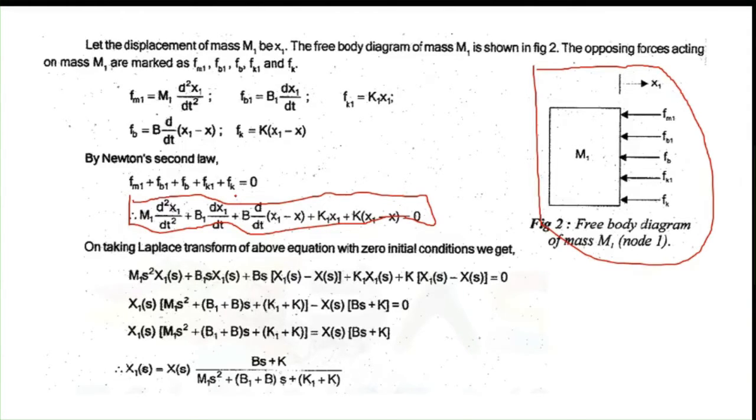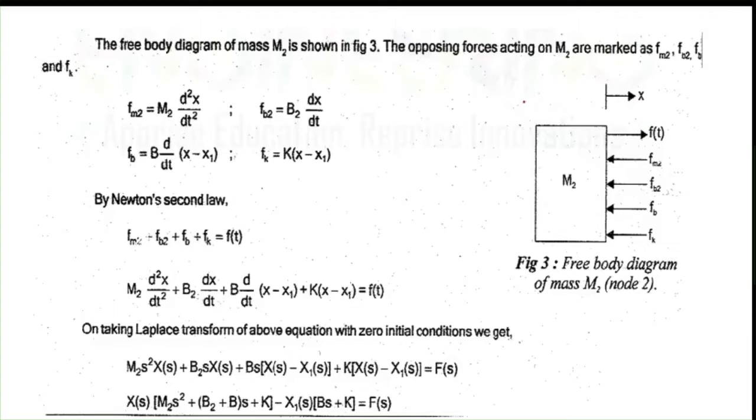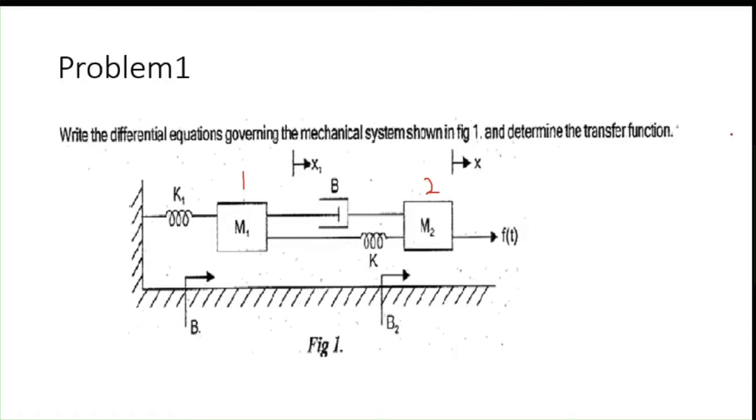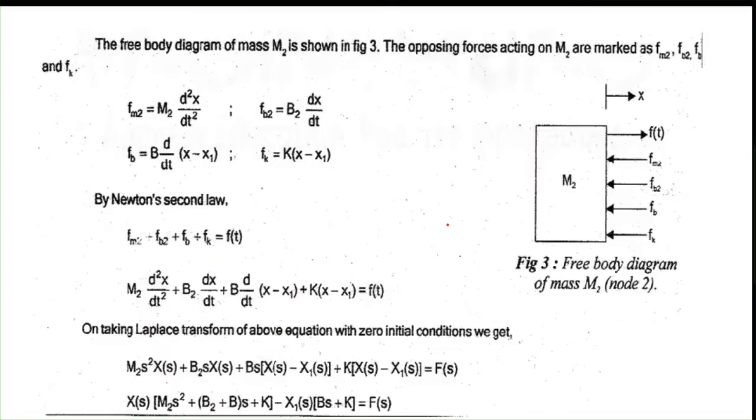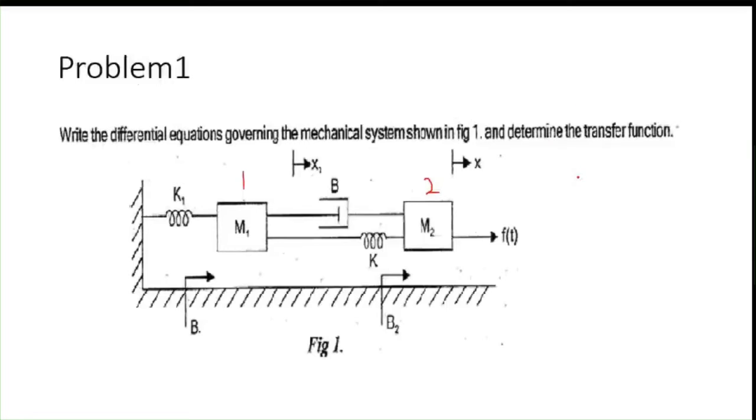Now draw the second free body diagram, the free body diagram of the second node. This is the mass m2, the second node. What are all the forces attached to this node 2? We have Fb, Fk, and Fb2, and also Fm2 due to this mass, and there is an applied force F of t.